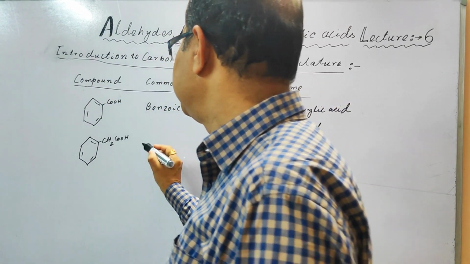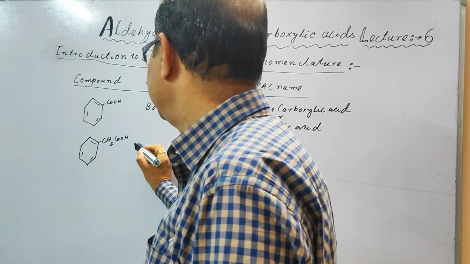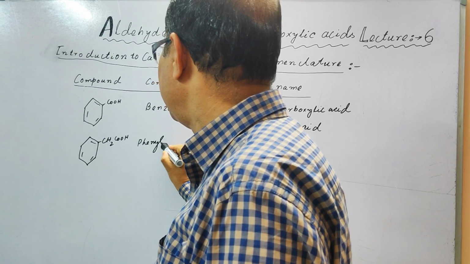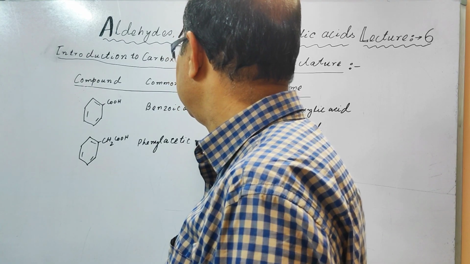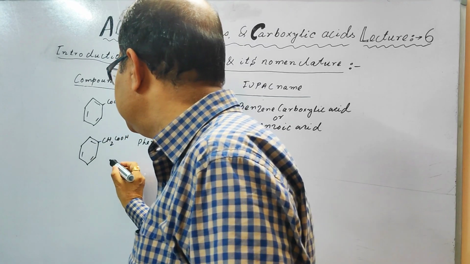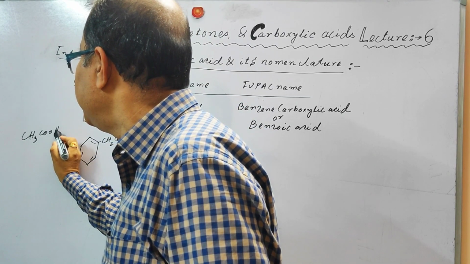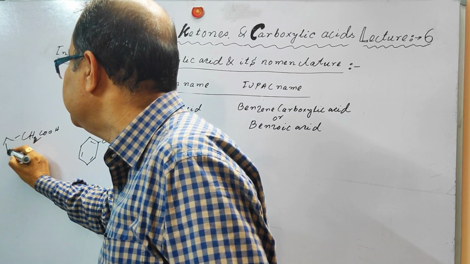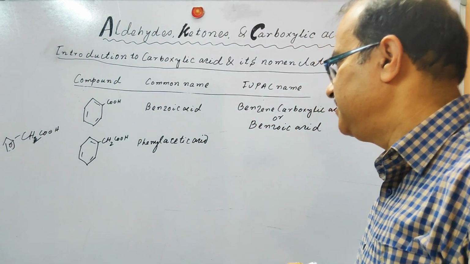Another aromatic carboxylic acid has the common name phenylacetic acid. Here you can see this is acetic acid, CH3COOH, where one hydrogen atom is replaced by this benzene ring. So this is called phenylacetic acid.